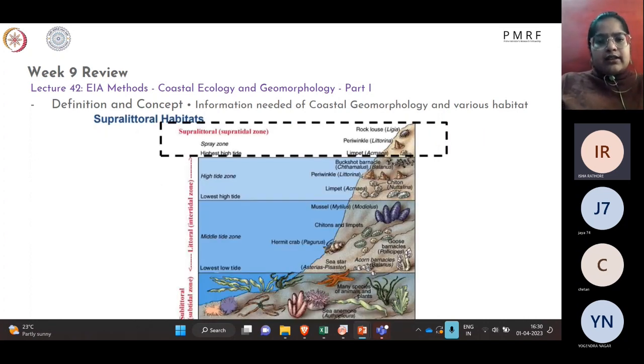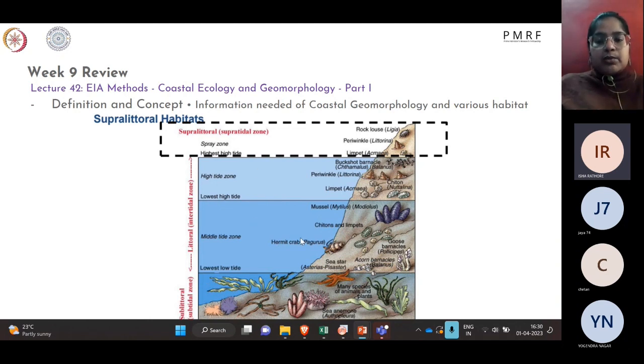And then these are again the various habitats which are found in the three types of zones which we looked at in the pristine mangrove region. So you have the sublittoral zone, which has a very high tide location, and then you find a different type of species. Then you have the littoral region, which is the region between the lowest low tide and the highest high tide zone.